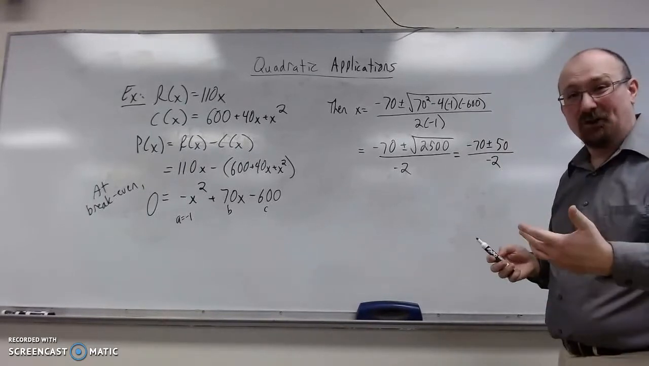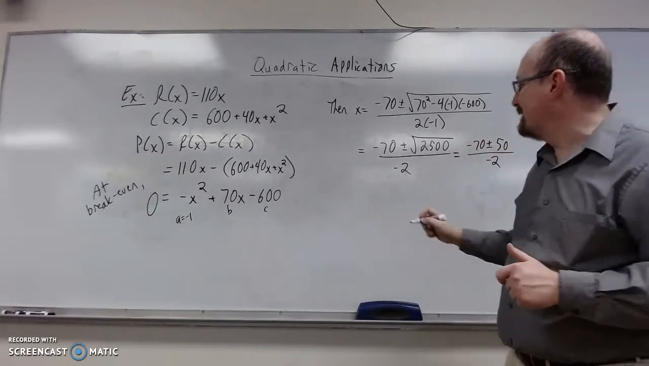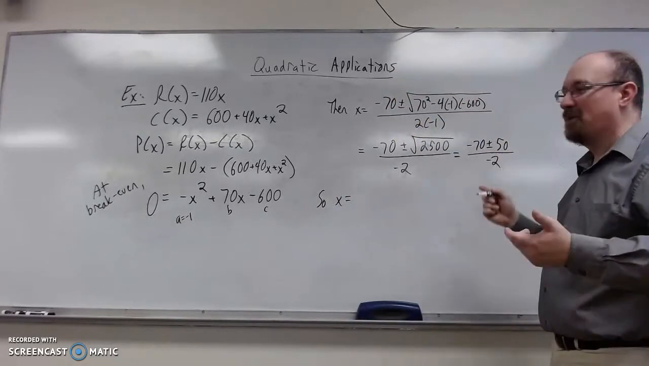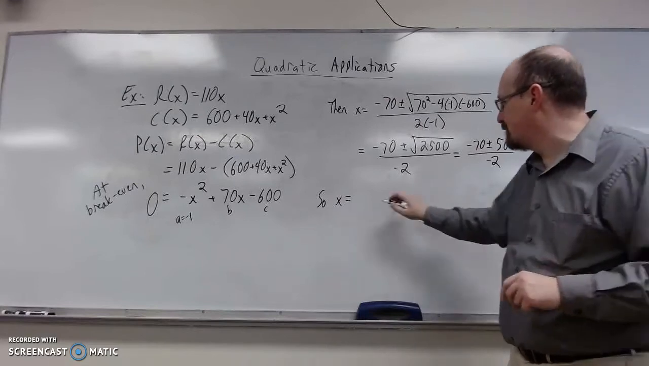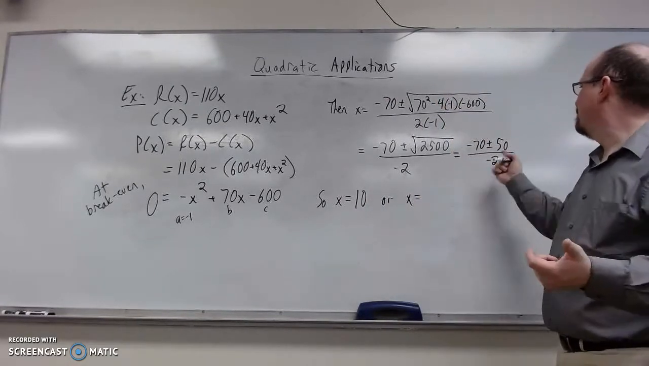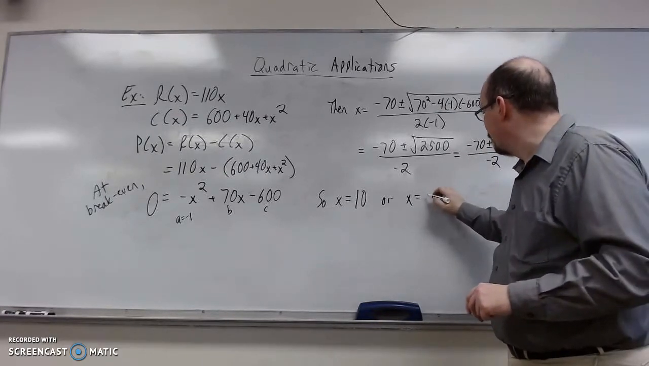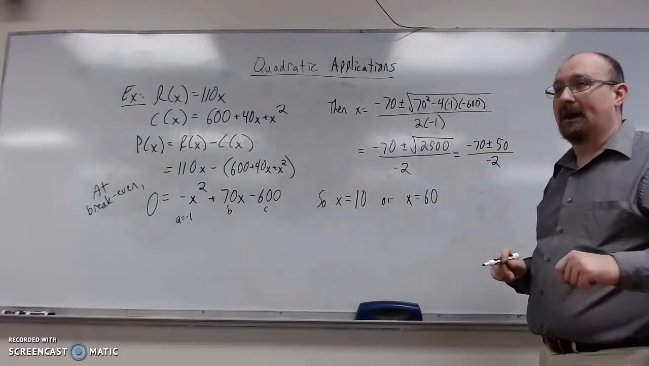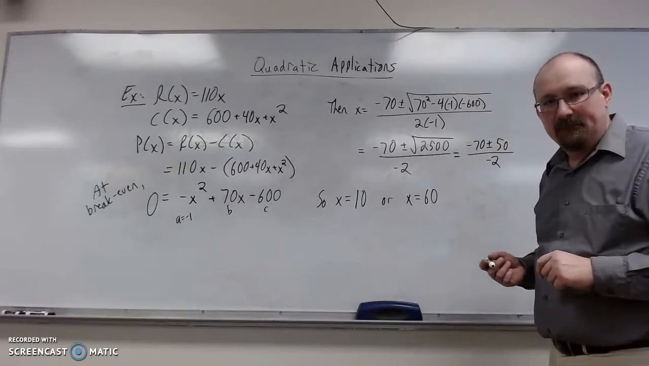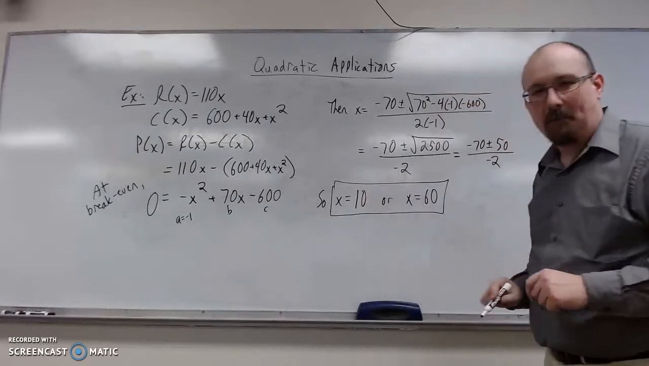So we have two solutions. We work this out with the plus 50 and then again with the minus 50. If you do the plus 50, you have -20 over -2. That's 10. For minus 50, you get -120 over -2, rather. Yeah, the minus is important here. That gives you 60. So we get 10 and 60 as our production levels.